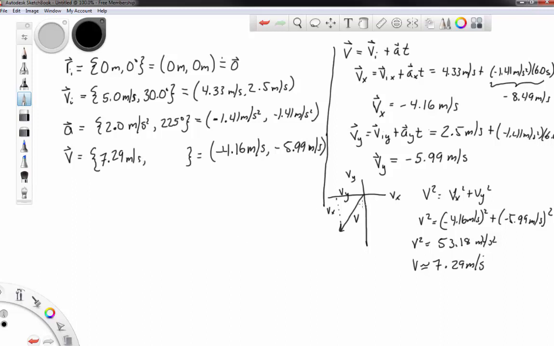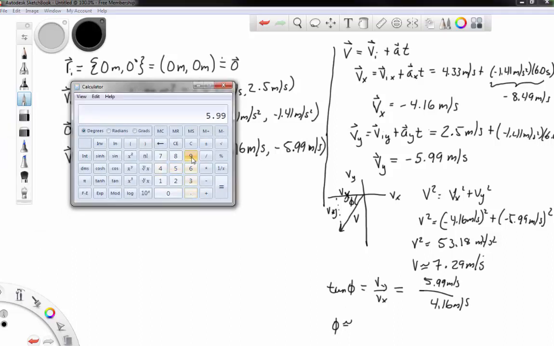Okay, and then similarly, if you want to find the angle, we'll call this angle phi. Tangent of phi is going to be, in this case, Vy over Vx. Sorry, my labels are a little bit backwards on this diagram once again. Should be Vx and Vy. So this right here is going to be 5.99 meters per second divided by 4.16 meters per second to get the tangent of phi, and so phi is going to be given by the inverse tangent of whatever that is. So let's plug it into the calculator and find out. Okay, so we need the inverse tangent of that. It's 55.2 degrees.